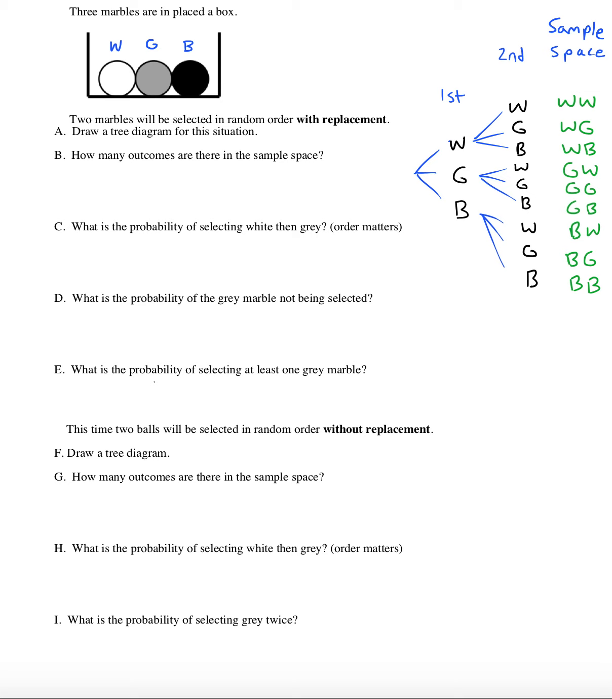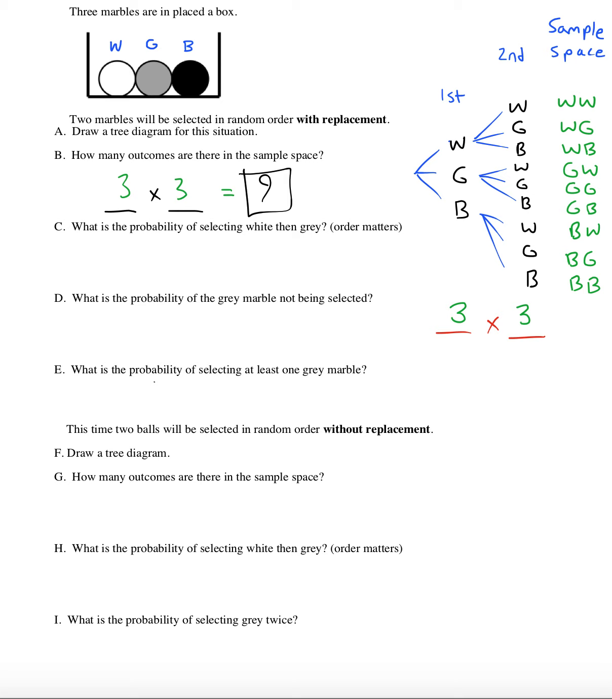Alright, we'll use the fundamental counting principle to figure out how many different possible outcomes there are. As we can see, there are 3 choices for the first pick. Then once you replace, you'll still have 3 choices for the second pick. So 3 times 3 makes 9, and that matches the number of outcomes we see in the sample space.